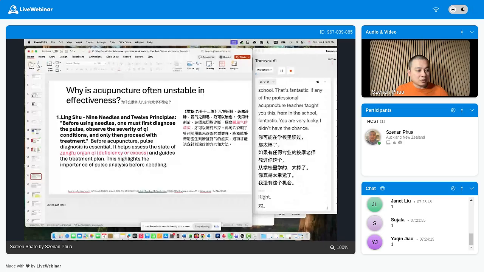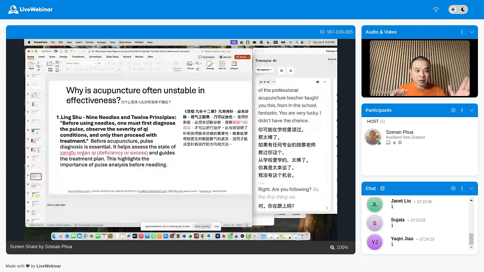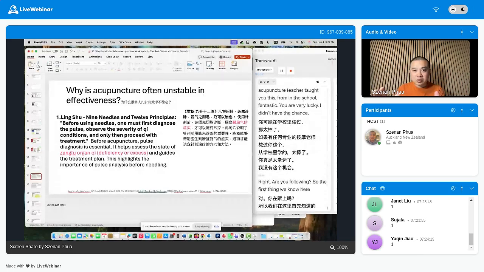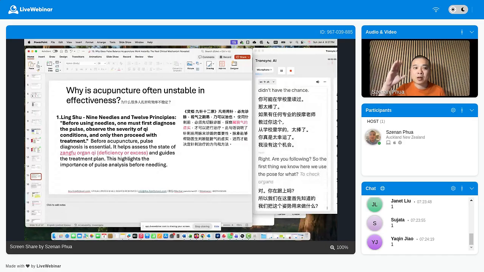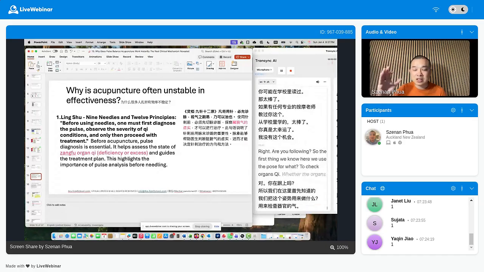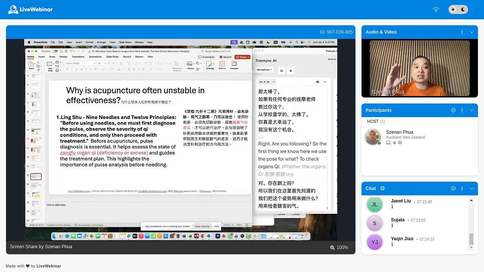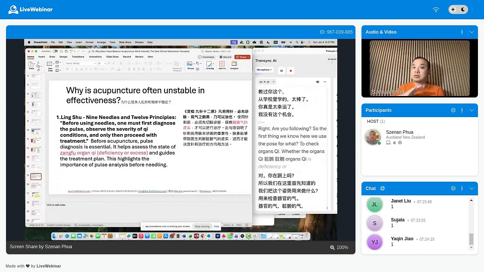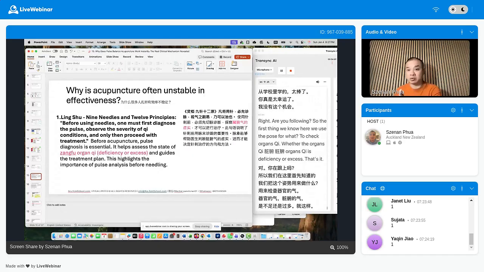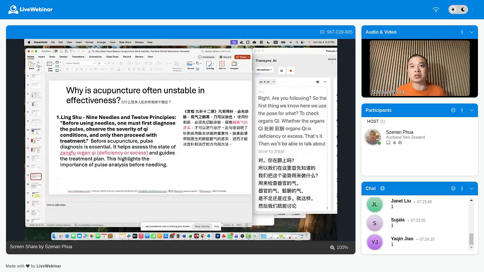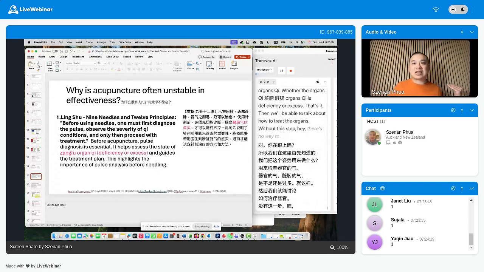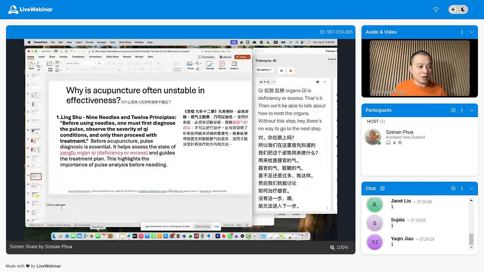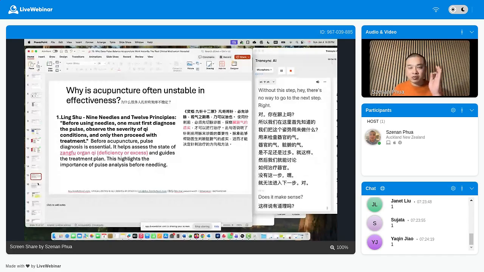Right? Are you following? So the first thing we know here, we use the pulse for what? To check organs qi. Whether the 脏腑 organs qi is deficiency or excess. That's it. Then we'll be able to talk about how to treat the organs. Without this step, there's no way to go to the next step. Right? Does that make sense? If you're following, please reply 2.